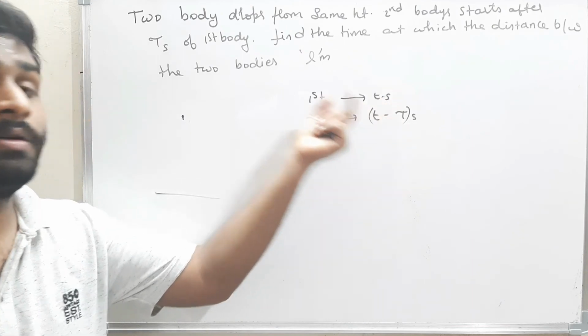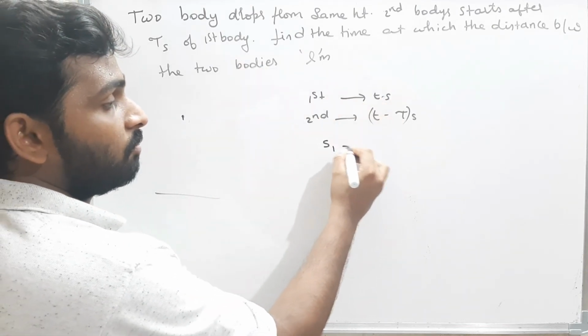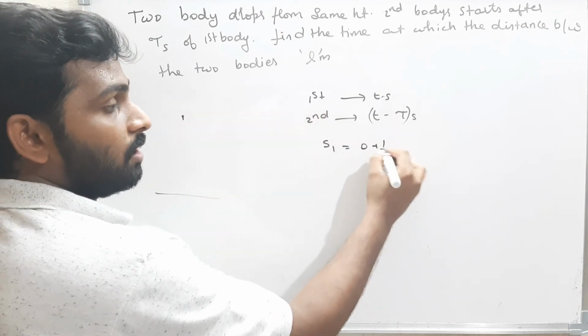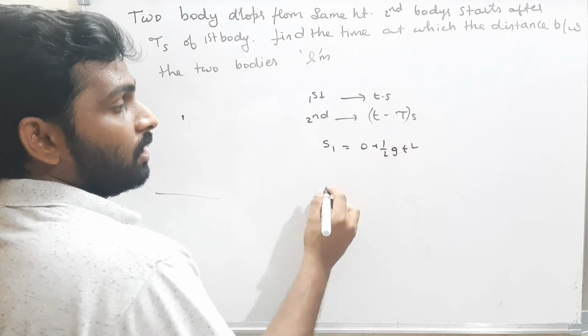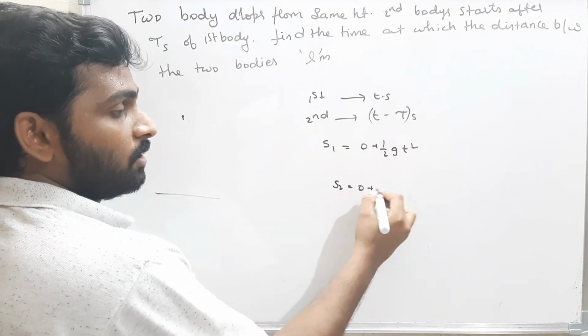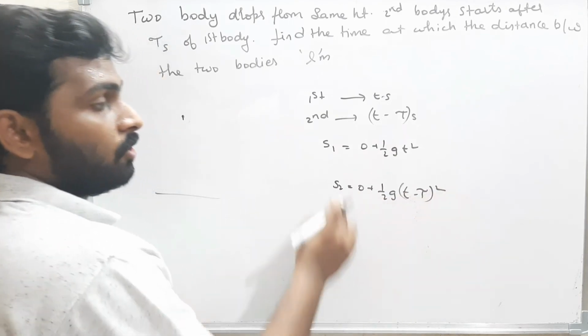In this time, what is the distance traveled by the bodies? The distance traveled by the first body is s1. For the first body, initial velocity is 0, therefore 0 plus half into g into t square. And what is the distance traveled by the second body? The second body is 0 plus half into g into (t minus tau) whole square. Now what is it told?